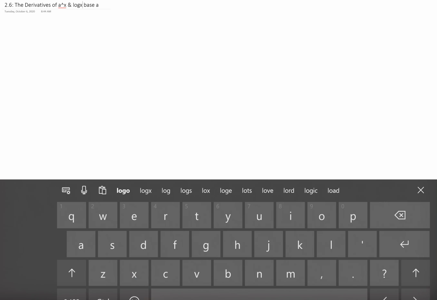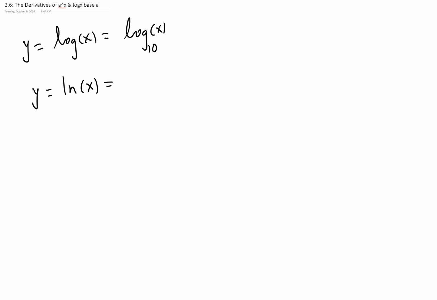Derivatives of a to the x and log x base a. But before we find derivatives, so far we have been using base 10 and base e. When we say y equals log x, that automatically means base 10. When we say natural log of x, that automatically means log x base e. Remember, e is about 2.7.